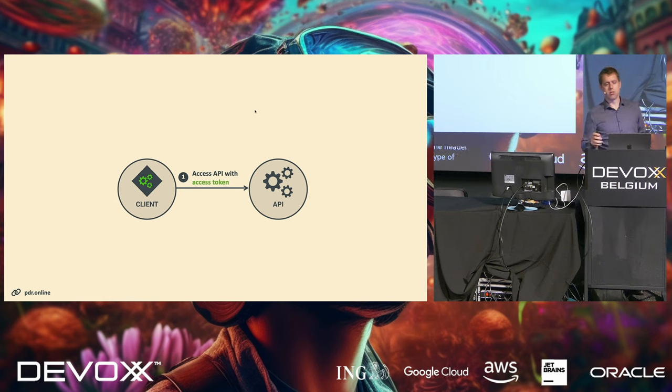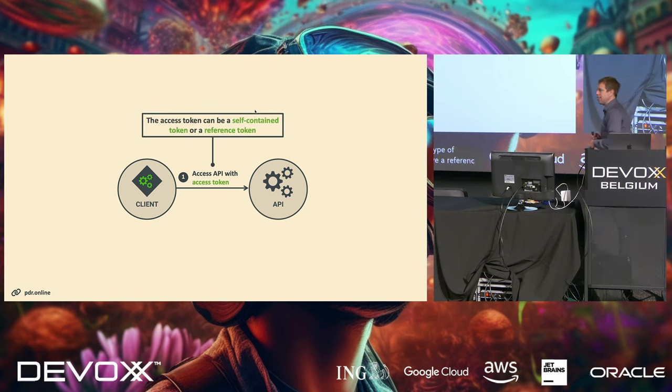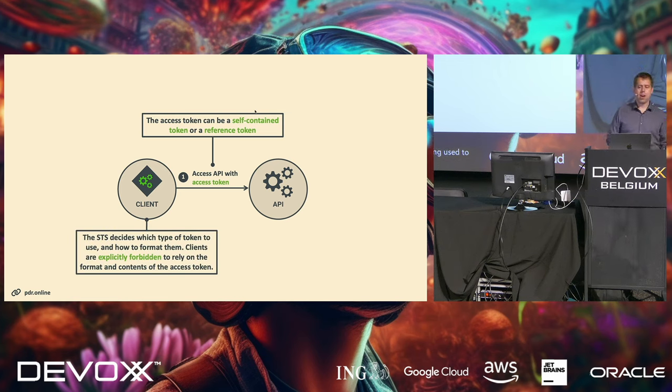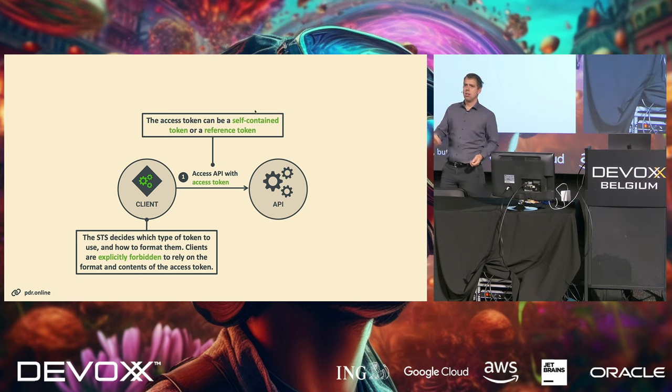Because OAuth has two types of tokens. You have a reference token, and you have a self-contained token. A reference token is an identifier. It means nothing. And a self-contained token is a token that contains all of the information that the API will need to make a decision. And guess who decides what type of token is being used? The security token service. Your STS is configured to give a client an access token, and it can decide on a whim. Usually it's configured, but you could have a random number and decide, oh, it's less than 5, so let's give you a reference token, and otherwise you get a self-contained token.